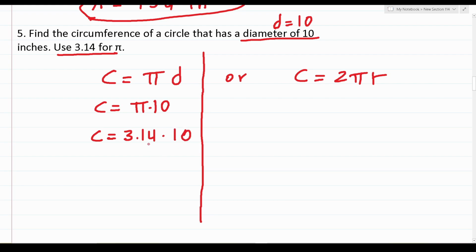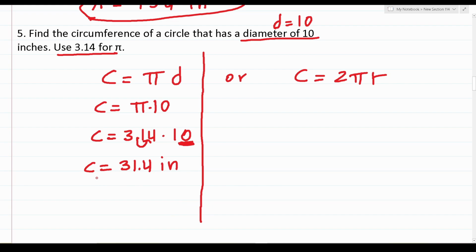Now here's the beauty about multiplying a decimal by a power of 10. When you multiply a decimal by a power of 10, all you have to do is shift your decimal to the right according to how many zeros there are in that power of 10. Powers of 10, for example, are 10, 100, 1000, 10,000, and so on. Well, in 10, there's only one zero. So I'm just going to take this decimal in 3.14 and shift it one time to the right, and this becomes 31.4. In other words, 3.14 times 10 is 31.4. Of course, this is inches.